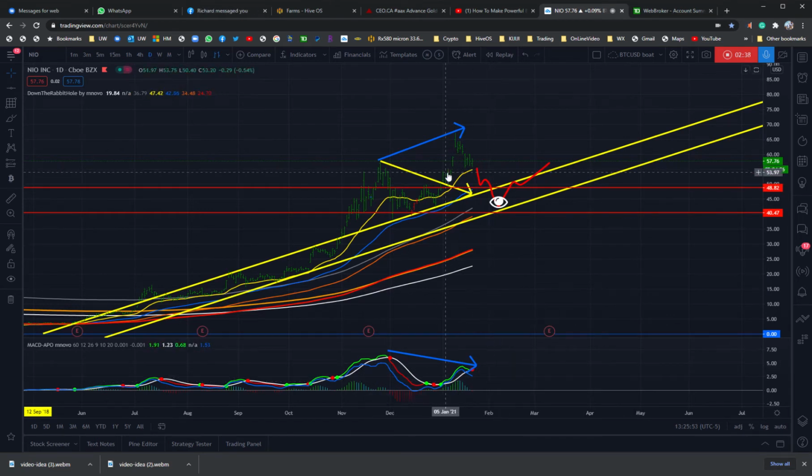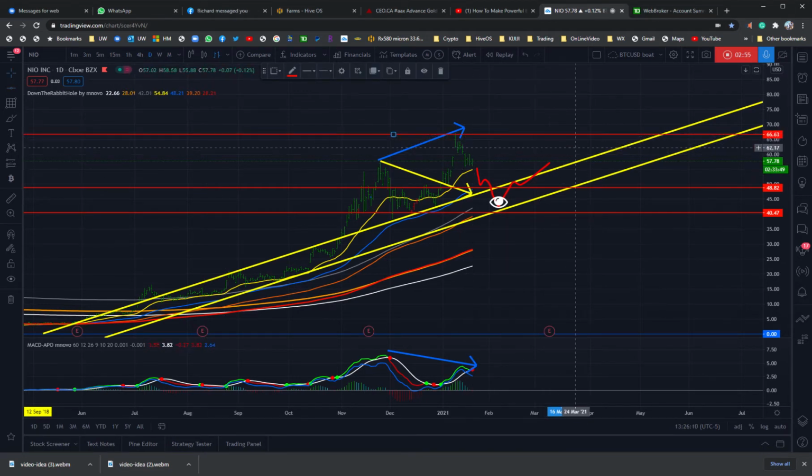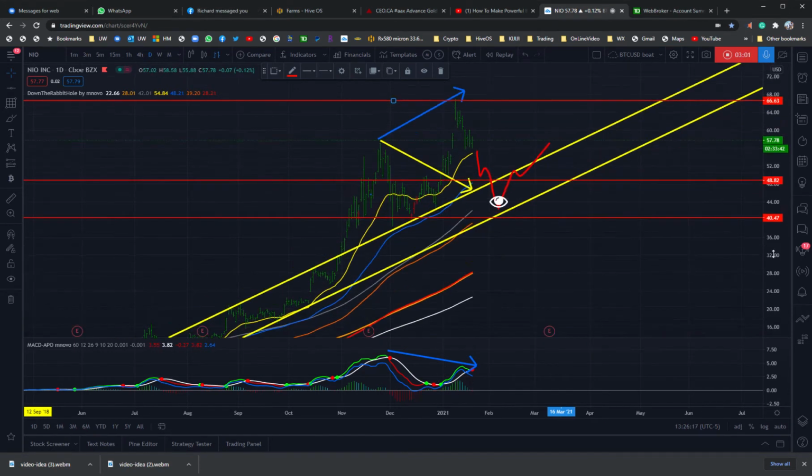MACD above the zero cross, that's why we have all the green candles pulling back. So that would be a bullish consolidation. But because of the divergence, I think this may be our limit for a while, and we may be consolidating in this zone until we build up maybe a bounce off the 200. So let me just zoom in a little.